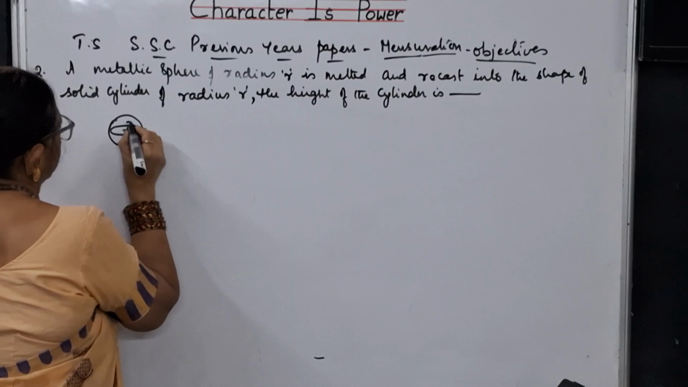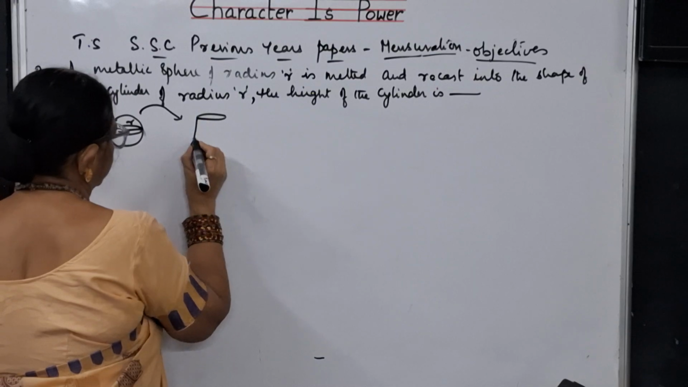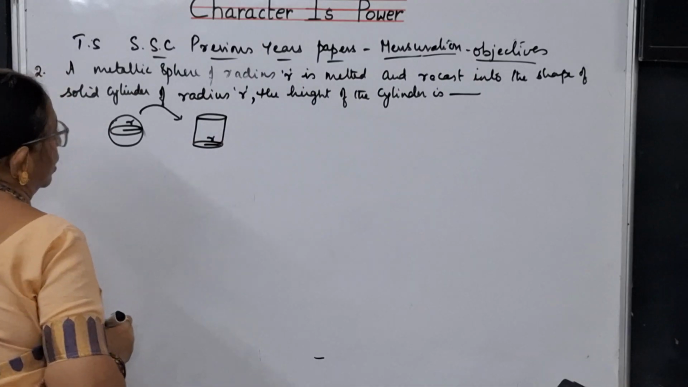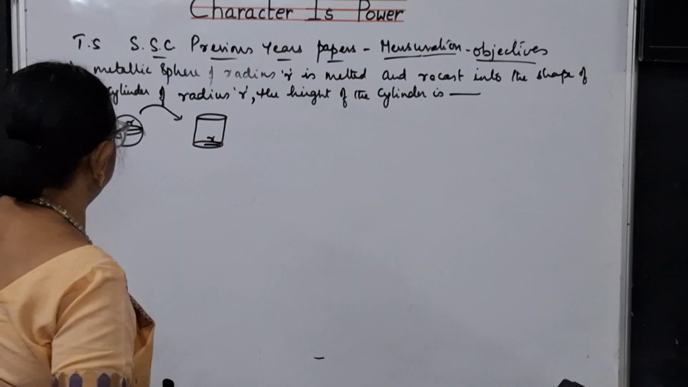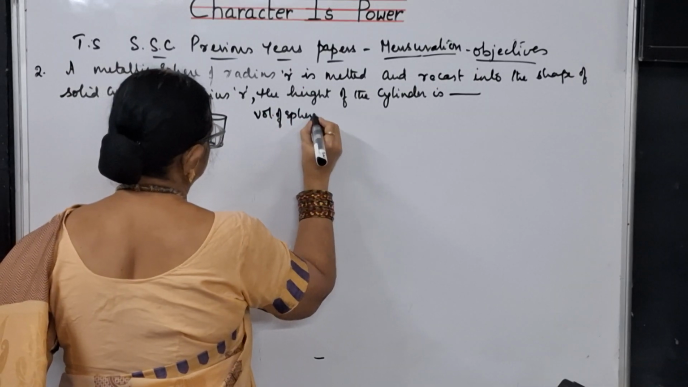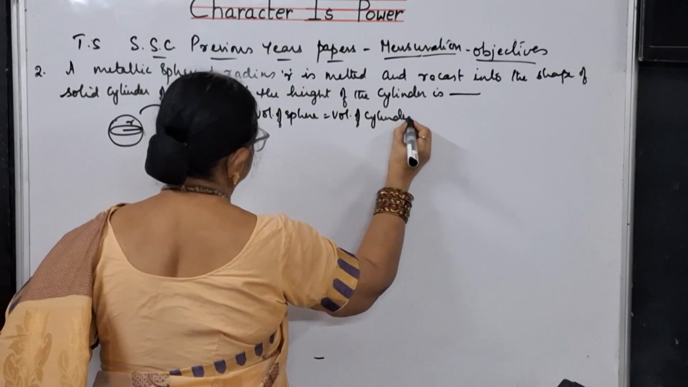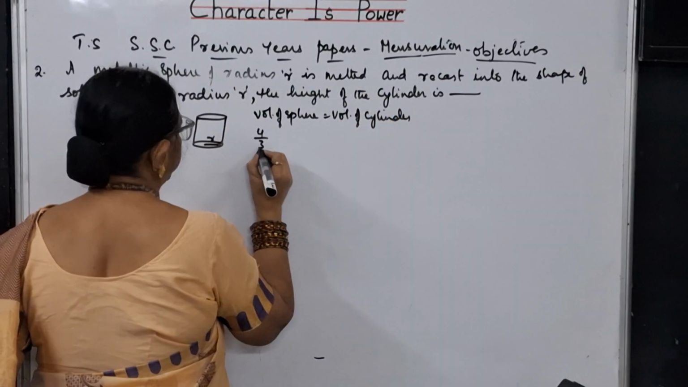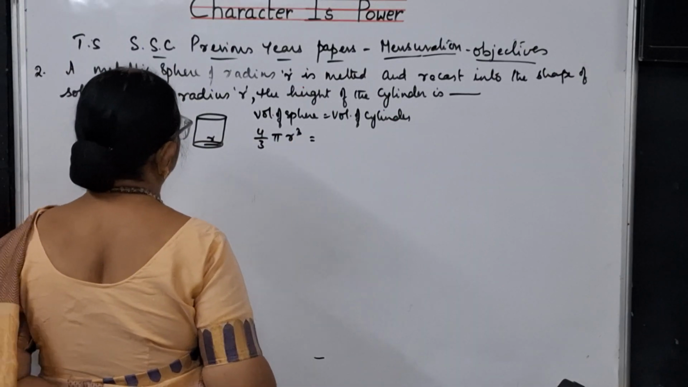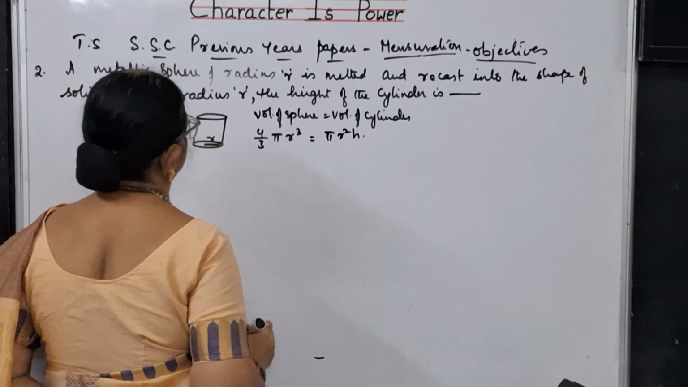So there is a metallic sphere and it is having radius r units. It is melted and converted into another cylinder. The cylinder is also having radius r. So find the height of the cylinder. That means volume of sphere will be equal to volume of cylinder. So volume of sphere 4 by 3 pi r cube is equal to volume of cylinder pi r square h.